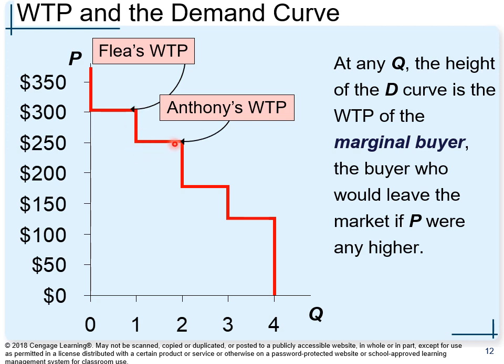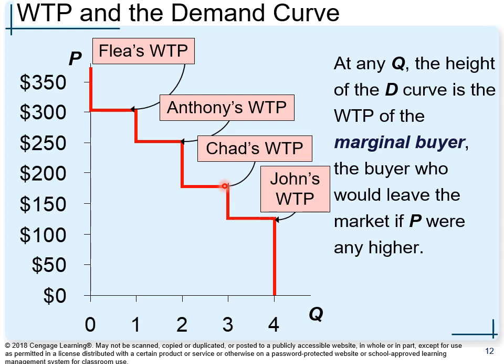Then the second step is the willingness to pay of the second buyer. When the price drops to 250, that makes Anthony act and buy the good. So he demands the second unit. Again, we say that he is the marginal buyer. And then Chad's willingness to pay: for the third unit, it is $175. And for the fourth unit, the willingness to pay is $125.